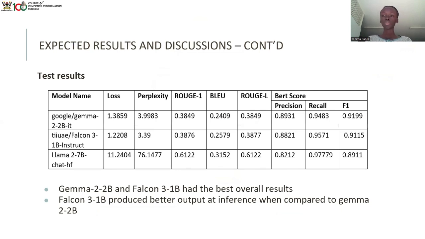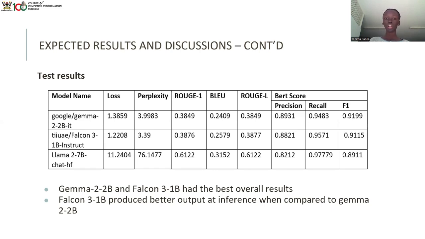So after training and validating, we tested these models. From the three models, we were able to observe that the Gemma and Falcon models had better loss, perplexity, and BERT scores when compared to the Llama model, which had better ROUGE and BLEU scores. The better loss and perplexity scores for Gemma and Falcon mean that they converged better during training when compared to Falcon 27B. When you look at their higher BERT scores when compared to Llama, we are able to see that the semantic similarity of the text that they predicted was higher when compared to the actual text.